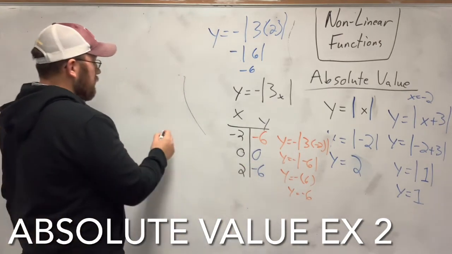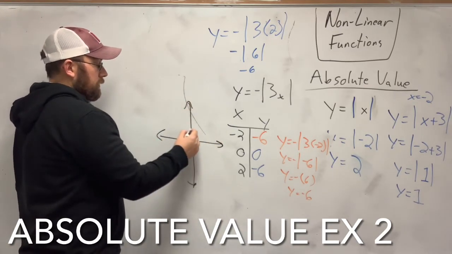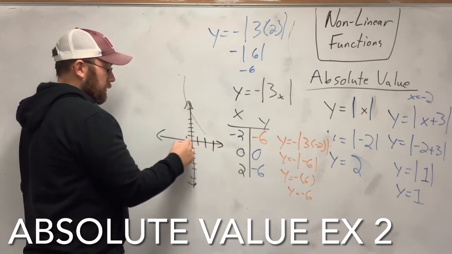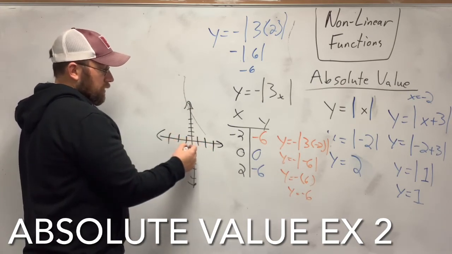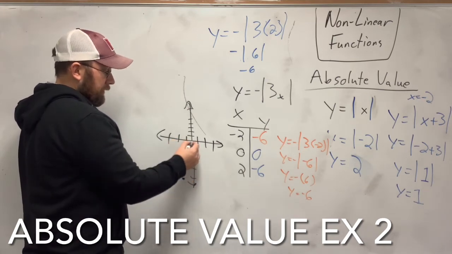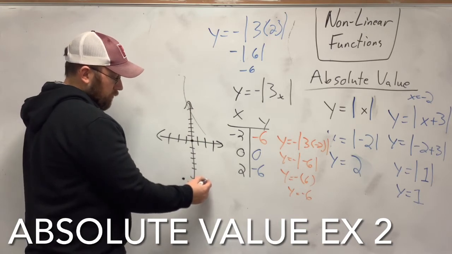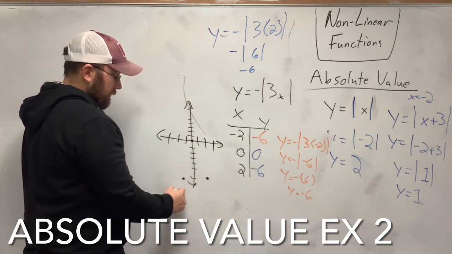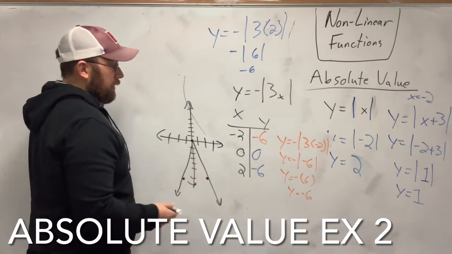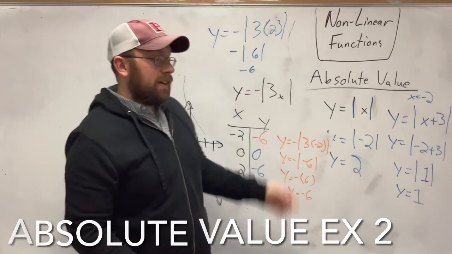Now we graph it. -2, -6, 0, 0, 2, -6. And there you go. That's how you graph absolute value that has a negative on the outside.